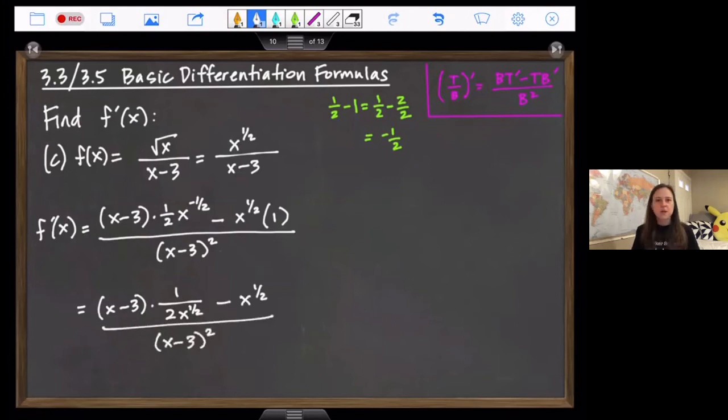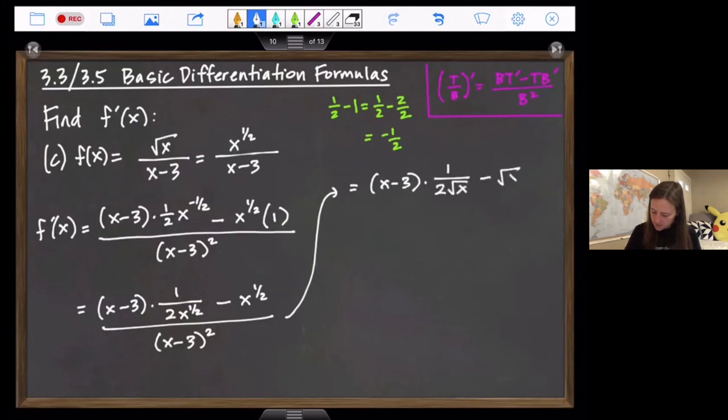I'm not real sure that I made that better. Let's switch back to the square roots and get rid of these fractional exponents and see if the way to simplify this becomes a bit more clear. So this is going to be x minus 3 times 1 over 2 root x, minus root x, all over x minus 3 squared.